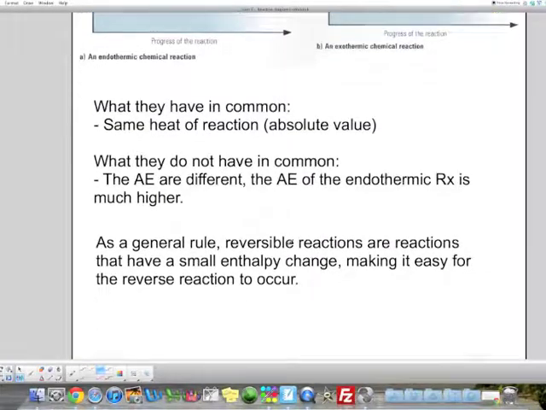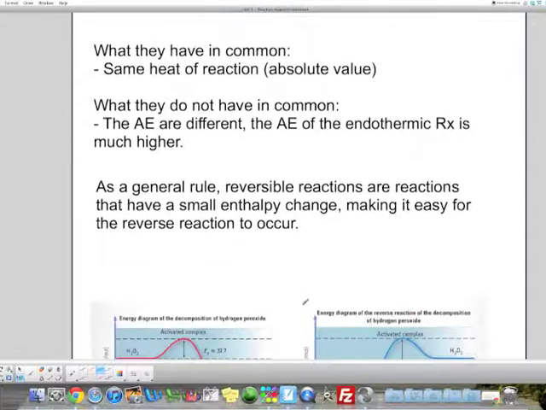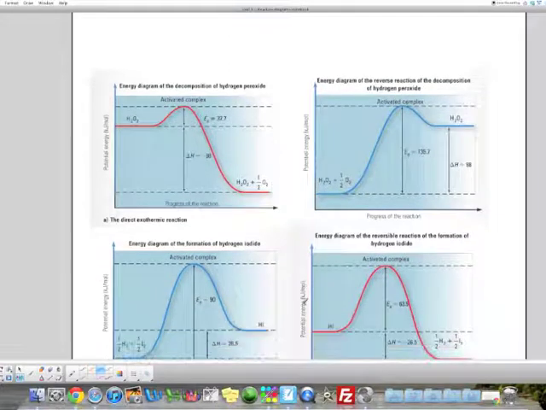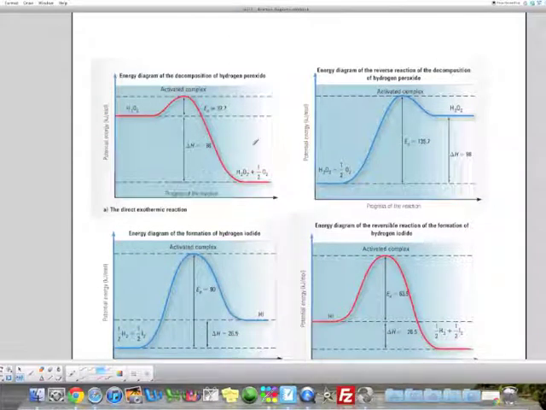Now, as a general rule, reversible reactions have a smaller enthalpy change. What I mean by this, if I compare the following, I will look at my delta H. This pair has a large delta H. This pair has a smaller delta H. So if I had to choose between the two, which one is reversible, it would be this one, because the delta H's are smaller than these two. So the larger the delta H, the less likely the reaction will be reversible. So this one would probably not be reversible. This one would probably be if I had to pick.